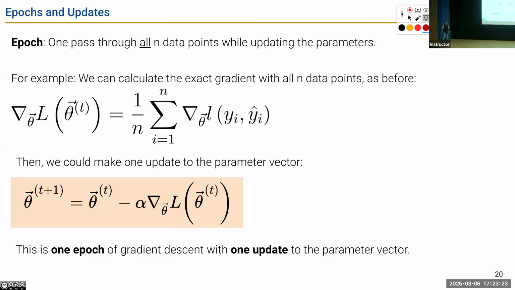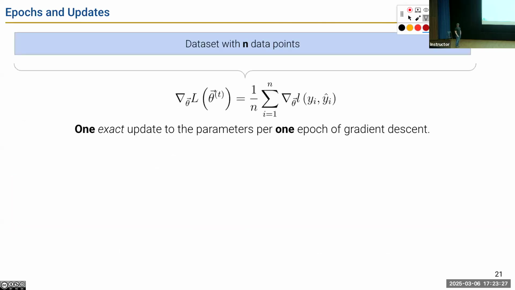Okay, so let's see if we can start changing these values a little bit and playing around with them. So I'll give you a picture. This is what we just saw. Let's imagine we have all n data points. We compute the gradient for all n data points, the average loss for some combination of thetas. When we do that, that is one update to the parameters. This is what we've seen so far. And it's one epoch. We've passed through the data set one time.